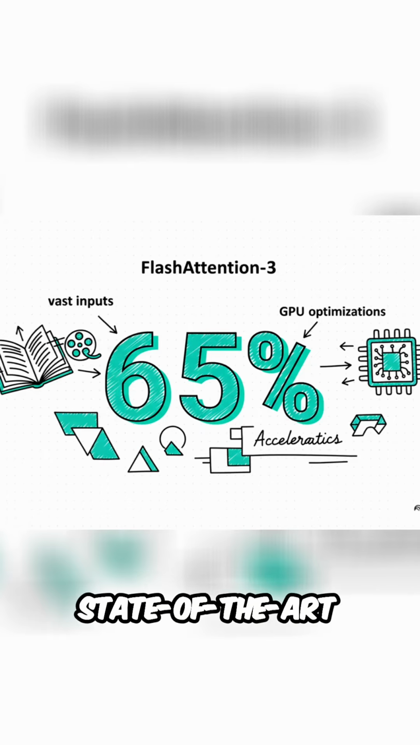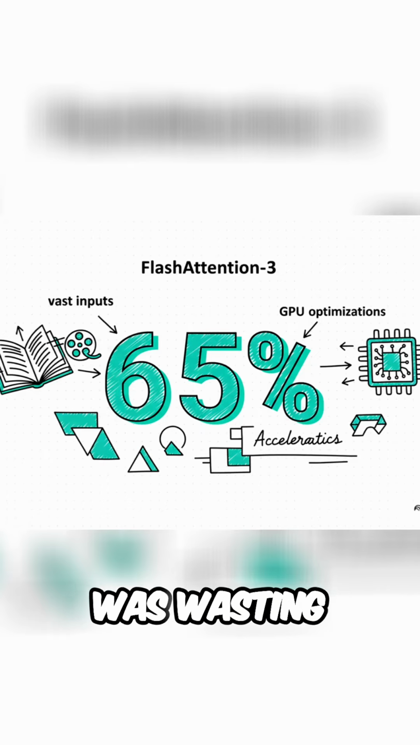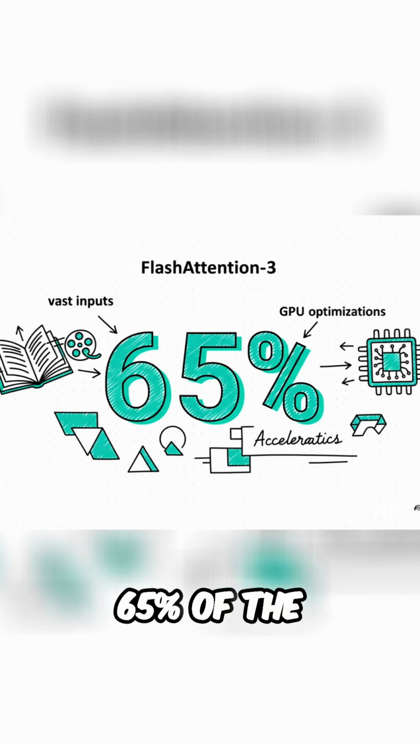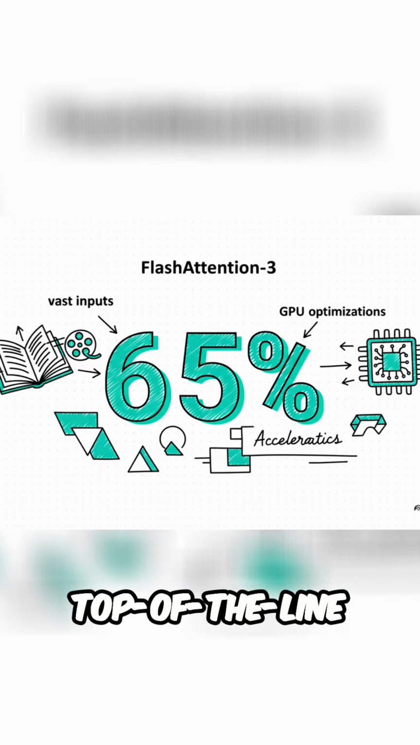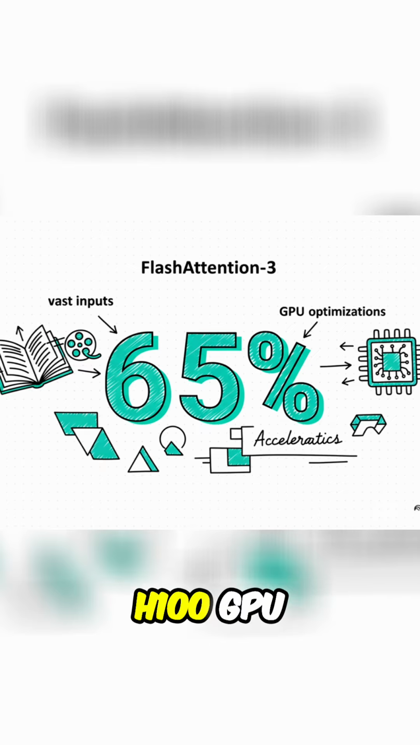And here's the real kicker. Even the previous state-of-the-art, which was FlashAttention 2, was wasting a staggering 65% of the potential of a top-of-the-line NVIDIA H100 GPU. Just think about that. A huge amount of that incredible power was just being left on the table, totally unused. So how do you fix that?